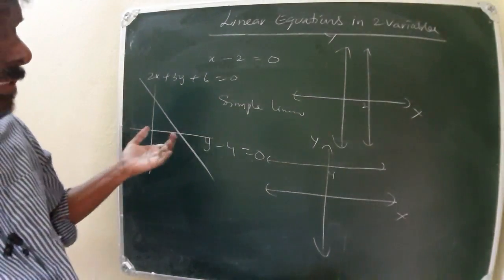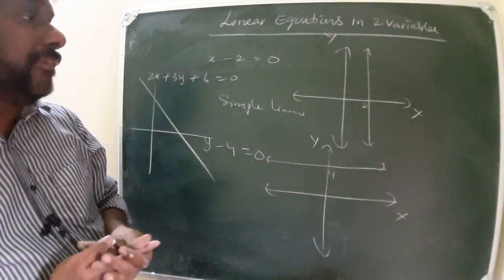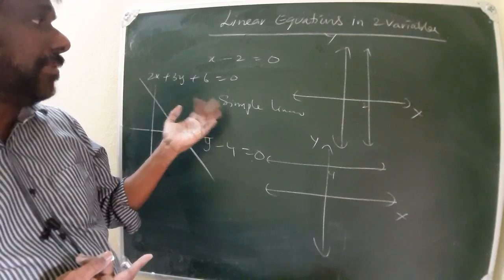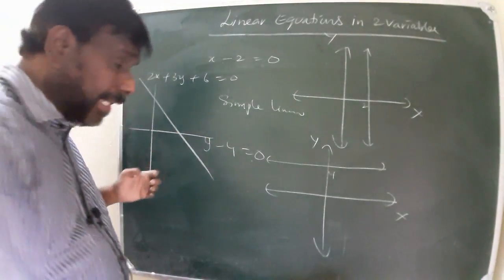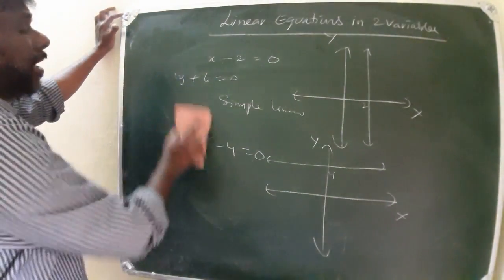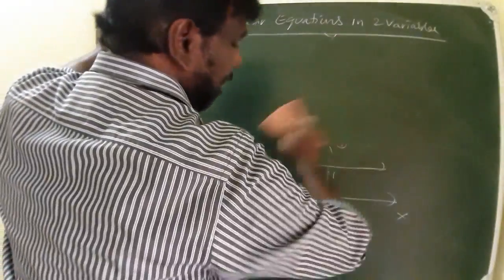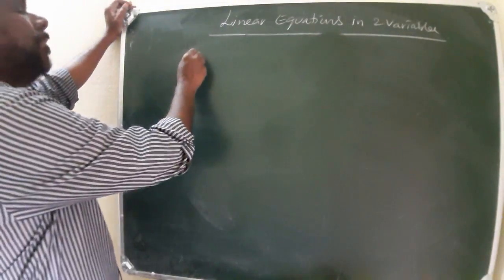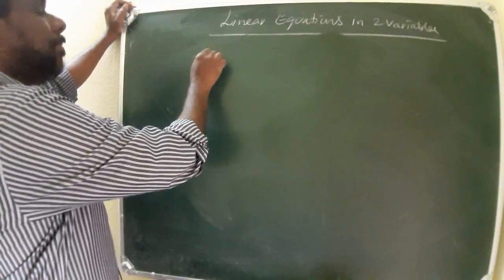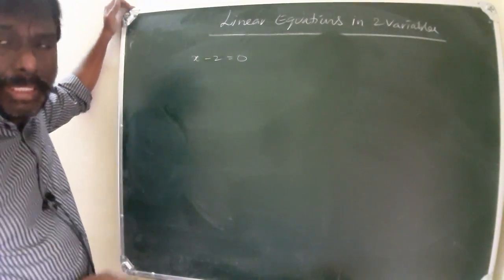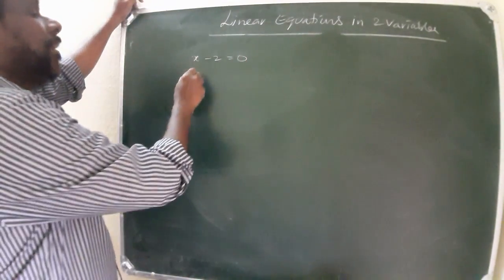Okay, so those are the differences between the simple linear equation and the general linear equation. Now, how do we draw an equation in the graph? You already learnt this in 7th or 8th class. For example, x minus 2 equal to 0. This is a simple linear equation. How to draw this one?